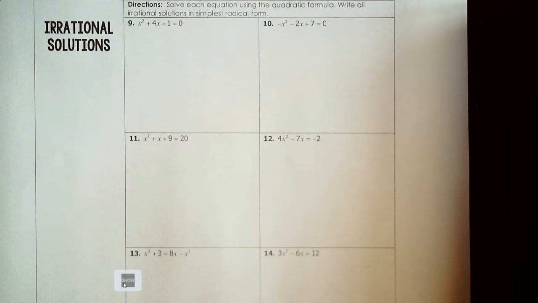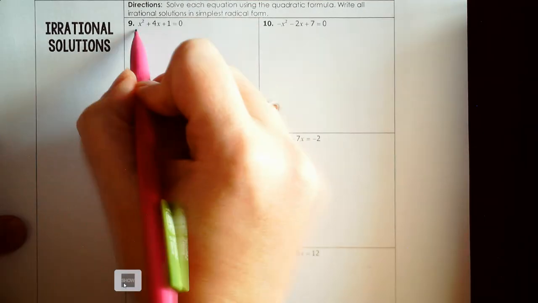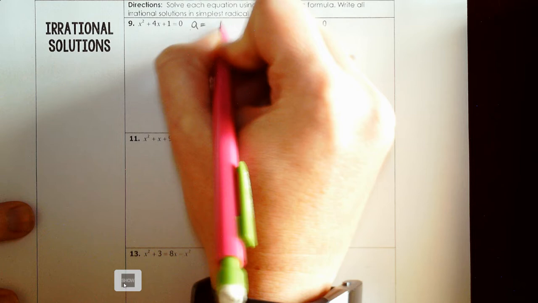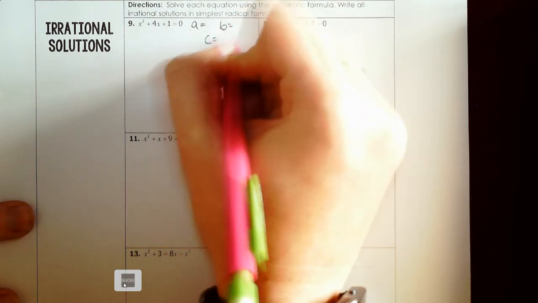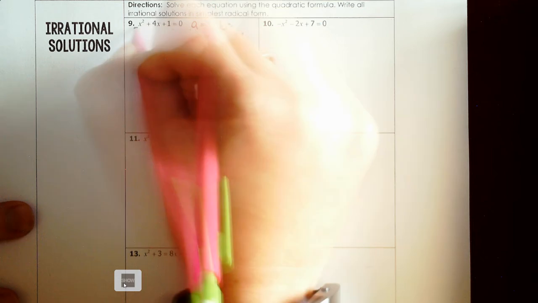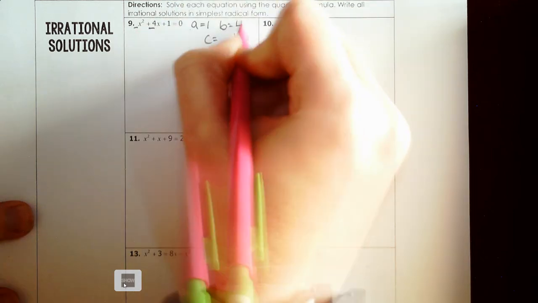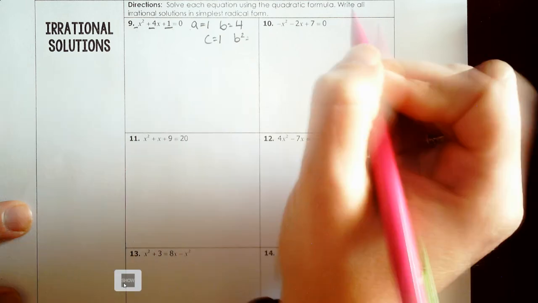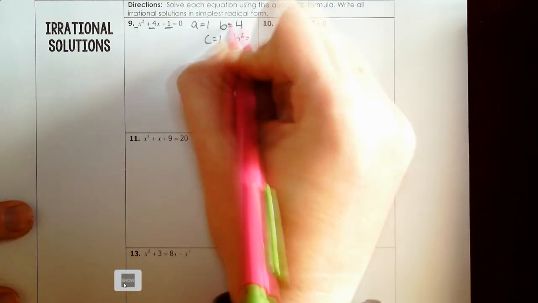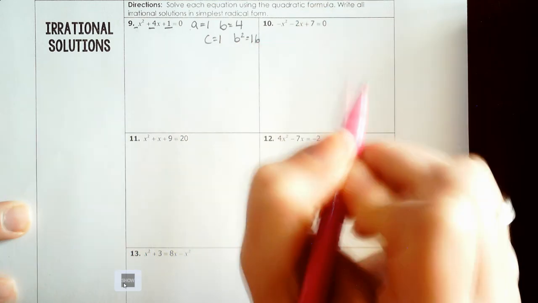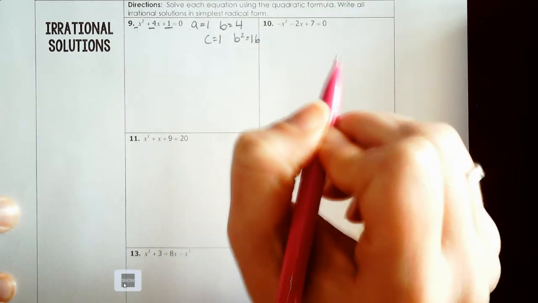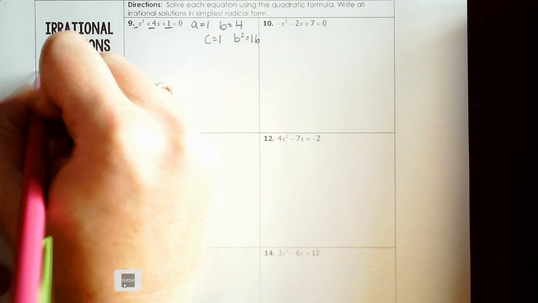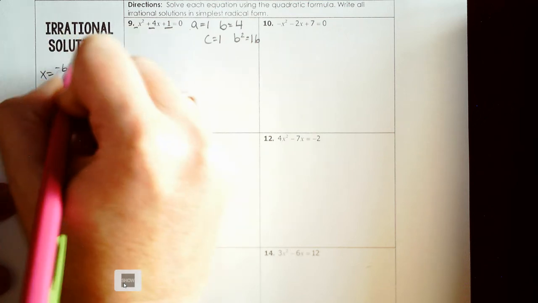All right, let me skip to the back where you have an irrational solution, and I'll show you what those look like. So let's do number 9. Number 9, it's in standard form and it's equal to 0. So we can go ahead and start with our ABCs. A, B, C, and B squared. A would be 1, B would be 4, C would be 1. B squared, I'm going to take B, which is 4, and square it. It's positive 16. Always positive for B squared. All right, and then I'm going to write the equation over here so we don't forget.